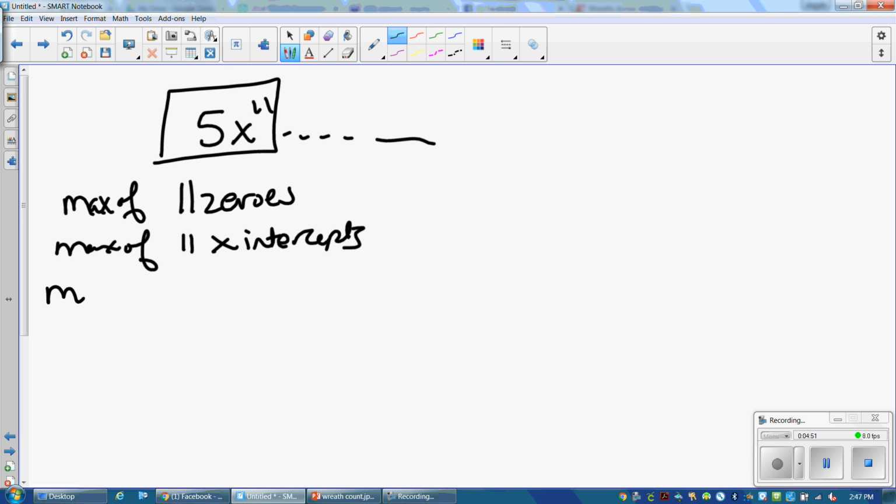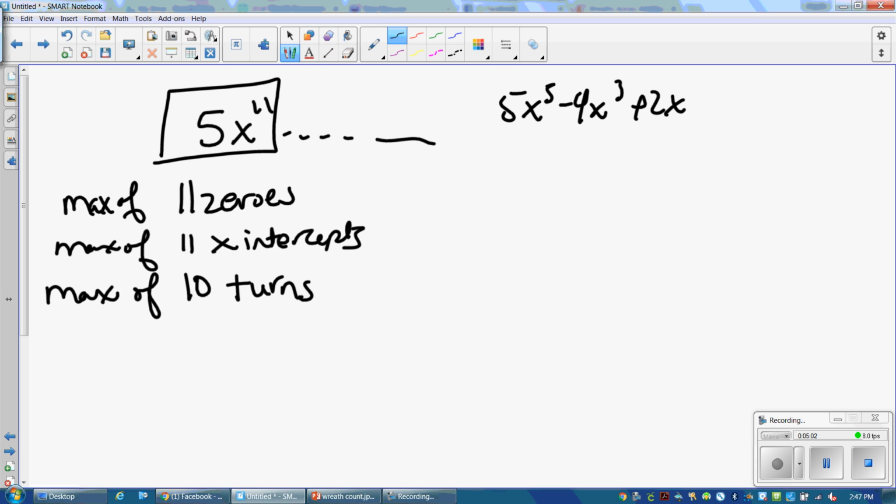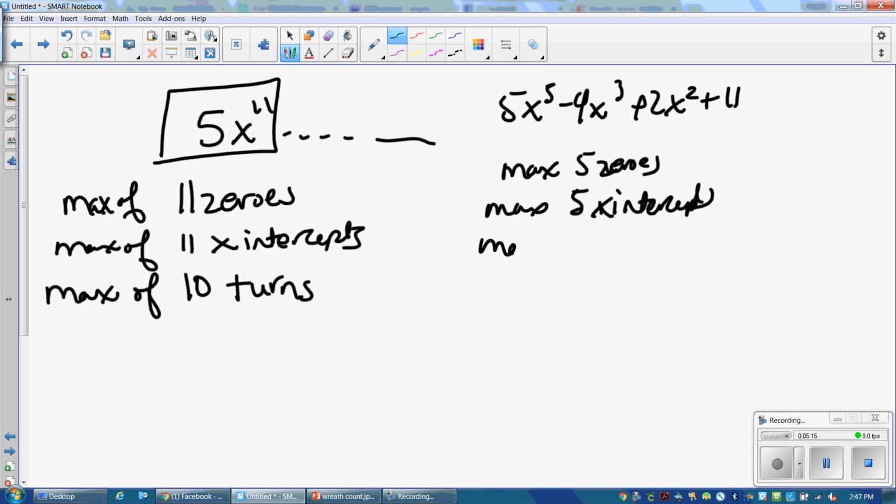And then for your turns, it's that power minus 1, so it could have a maximum of 10 turns. If I have 5x to the 5th minus 4x cubed plus 2x squared plus 11, it could have at most 5 zeros. It could have at most 5 x-intercepts, and at most 4 turns. And that's how you do those problems.